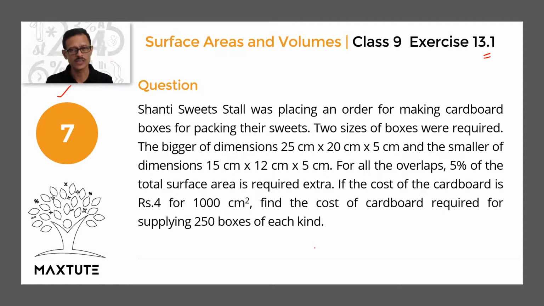Two sizes of boxes were required. The bigger of dimensions 25 centimeters by 20 centimeters by 5 centimeters, and the smaller of dimension 15 centimeters by 12 centimeters by 5 centimeters. For all the overlaps, 5% of the total surface area is required extra. So we need to keep this in mind while computing the area of the cardboard required.